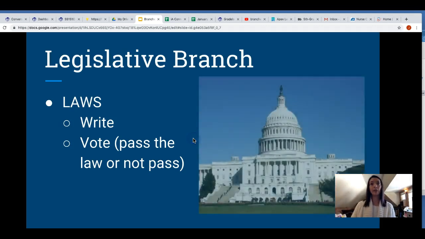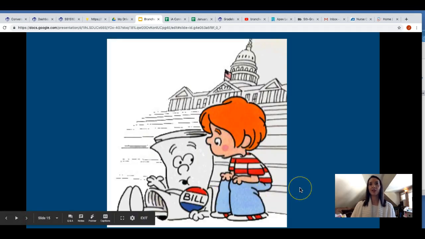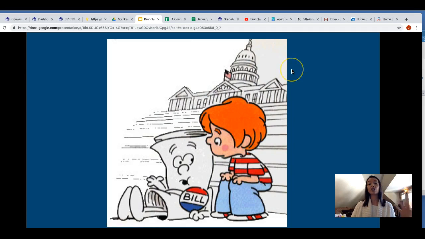Okay, so I wanted to show you the Capitol building in Washington, D.C., because this is where our laws are written and voted on. Okay, so here is a cartoony sort of version of the Capitol building. And then I wanted to show you this because this is a bill, right? Before a law becomes a law, it is written as a bill because it still has to be voted on. And here's a kid kind of talking to the bill, right?